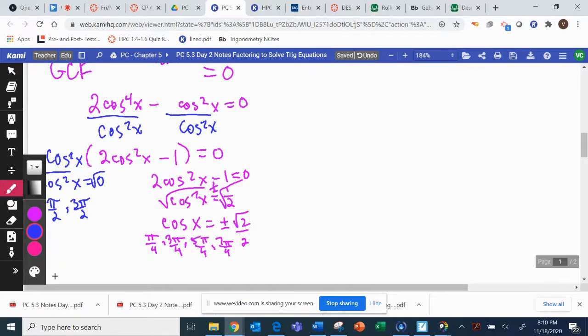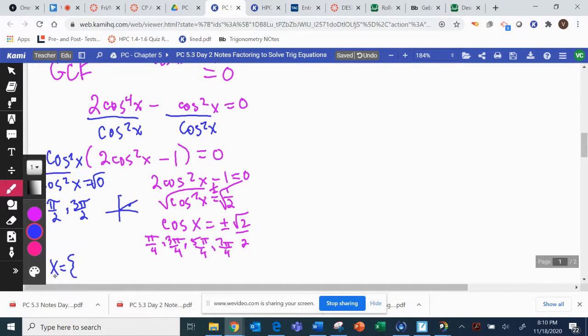So we'll have x equals. As I go around the circle, the first one I'm going to come to is pi over 4, then pi over 2, then 3 pi over 4, and then down to 5 pi over 4. And then we hit 3 pi over 2, and 7 pi over 4.